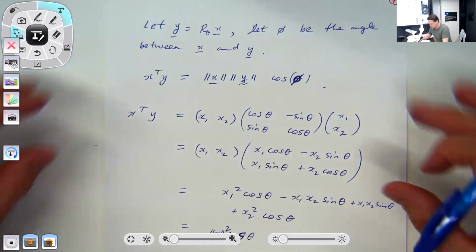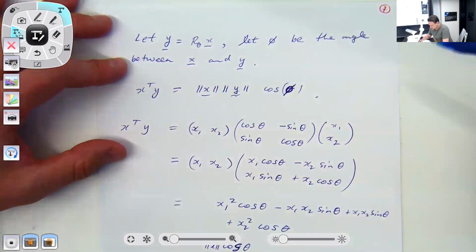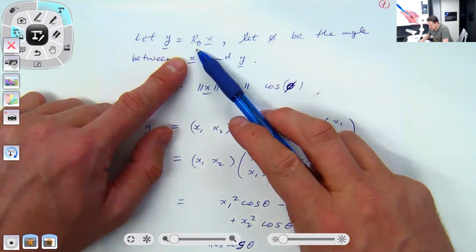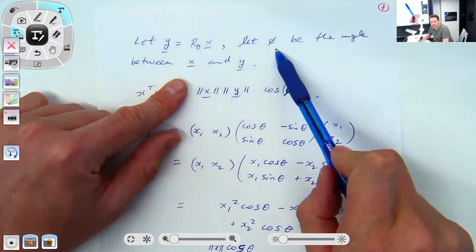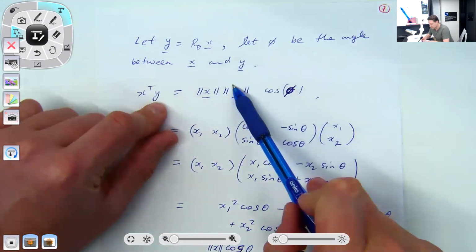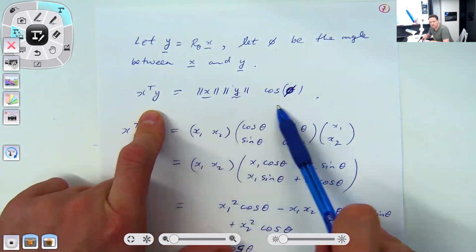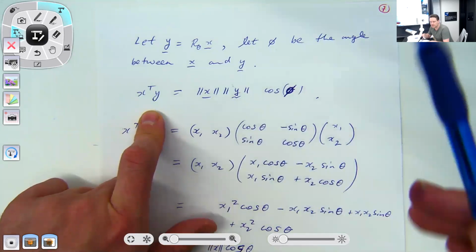All right. So this one I've already gotten written out so I can go over it more quickly. So here, let's imagine that we've got y equals r theta times x. Let's let phi be the angle between x and y. Here we've got the dot product and the formula for that involving the cosine of phi. What we want to do is show that theta and phi are equal.